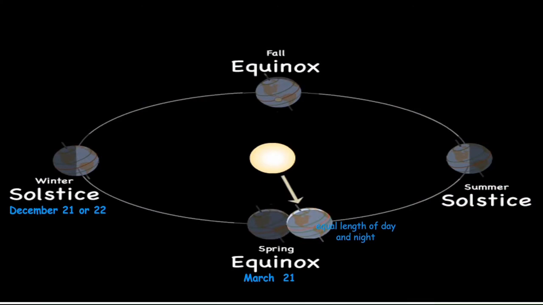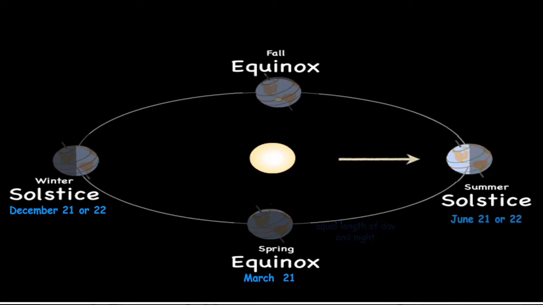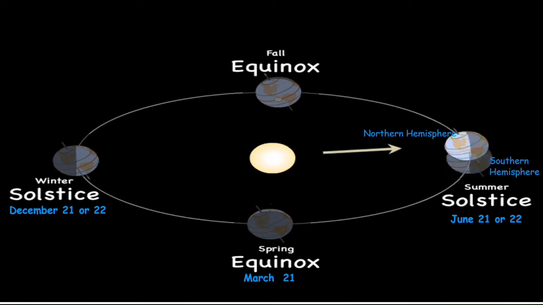Back to the revolution of the Earth again. Springtime ends on June 20 and summer begins on June 21 or 22. During this time, the North Pole is tilted to its full 23.5 degrees toward the Sun. The Northern Hemisphere experiences its longest daylight period, while the Southern Hemisphere experiences its shortest daylight.